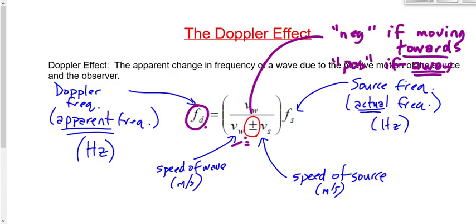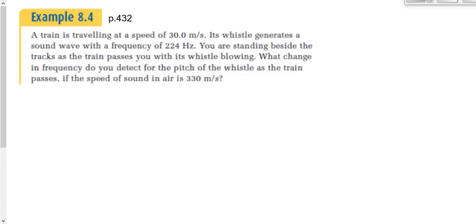But the good news is, if you have some logic, you can figure it out in 5 seconds or less, and you're always going to be right. You don't need to worry about getting the wrong plus or minus. It's always going to be right. Okay, let's take a look at an example, the last example, in fact, of the year. This train is traveling at a speed of 30 meters per second. Its whistle generates a sound wave with a frequency of 224 hertz. You're standing beside the tracks as the train passes you with its whistle blowing. What change in frequency do you detect for the pitch of the whistle as the train passes if the speed of sound is 330 meters per second?